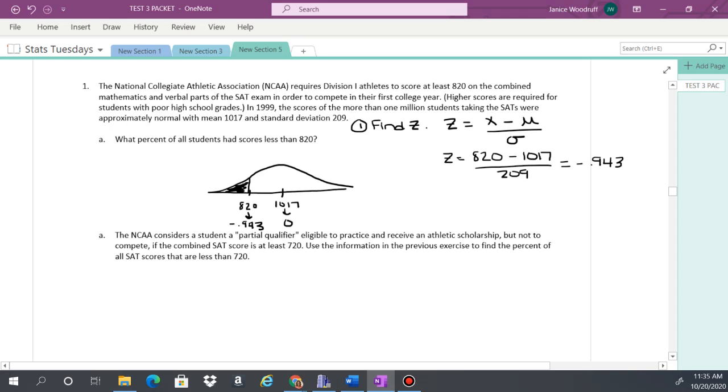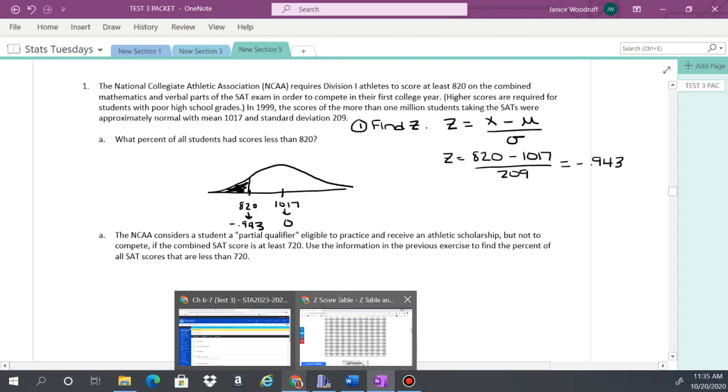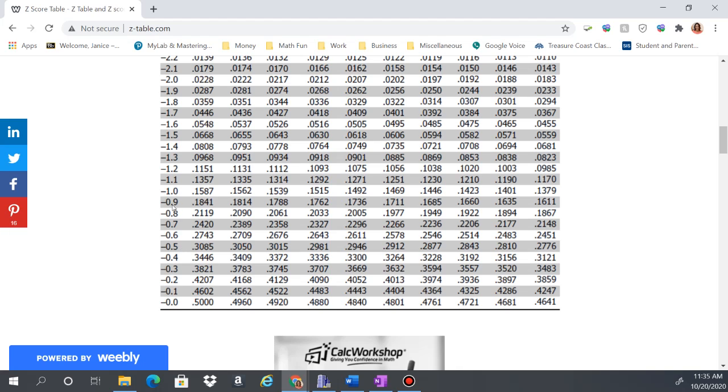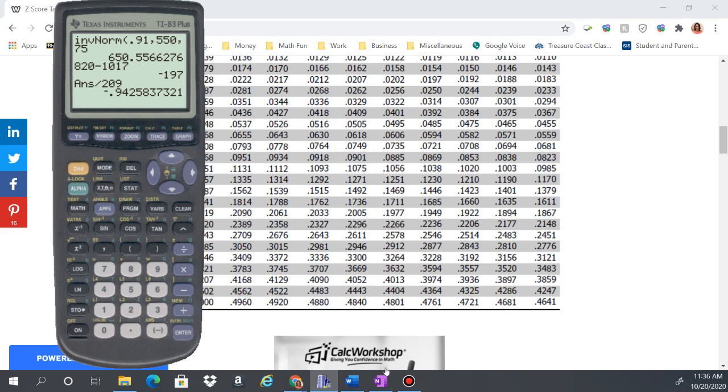So I've just converted them into the standard normal curve. Now I can look up what this percentage exactly is. So I can look up negative 0.943 on my chart. Let's do both. So negative 0.94, then 0, 1, 2, 3, 4, right here, and 3. So it's going to be in between these two numbers, between 0.1762 and 0.1736. So let's look that up exactly in our calculator.